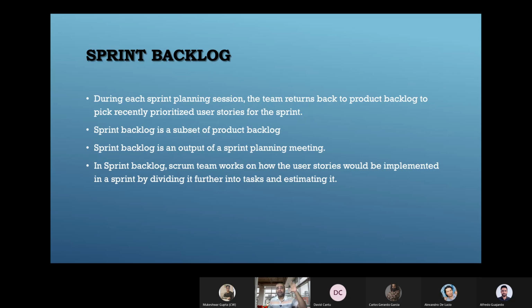Suppose you have an epic. It's very difficult to estimate at the epic level. You only have a vague or rough estimate.